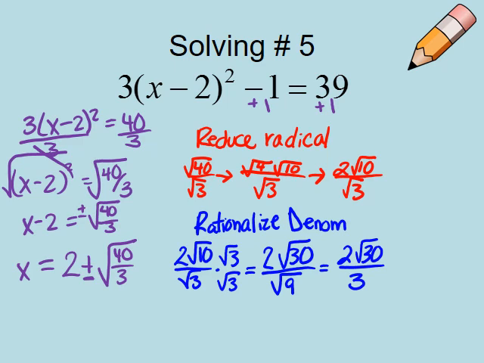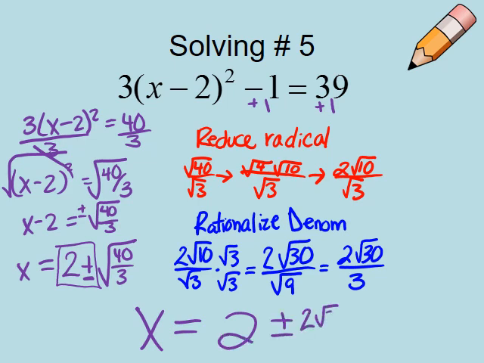So 2 things. I reduced the radical, I made it a smaller radical, and I rationalized the denominator so there's not a radical in the bottom. Now I have to clarify, I can't forget my plus or minus or my 2. So my final solution is 2 plus or minus 2 square root of 30 over 3.